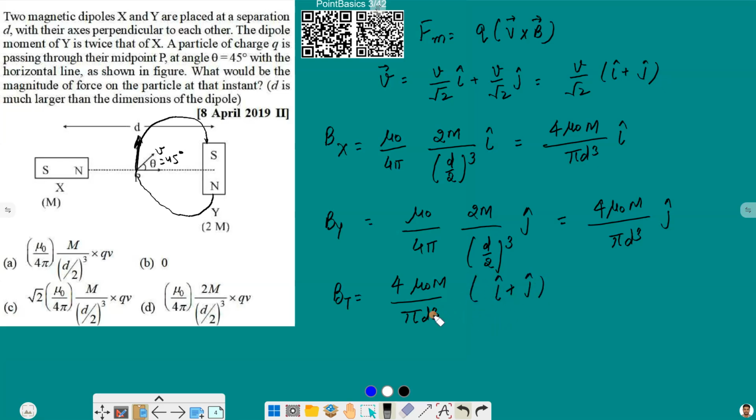If we look at the direction in a cross product, if we have the same direction, then the answer is 0. Here the direction of velocity is i vector plus j vector, and the direction of the magnetic field is also i vector plus j vector. So their cross product will give us 0, or we can say the magnetic force will be 0 here, so option B will be the right answer. Moving to the next one.